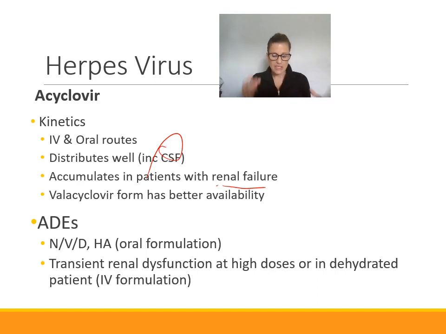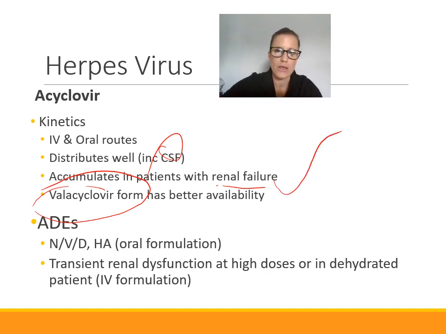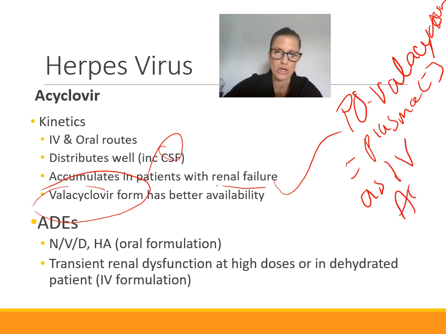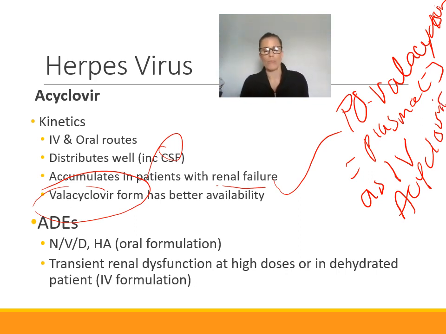Now, acyclovir is like the original form. Now, there is another drug that's very similar called valacyclovir. And the valacyclovir form has much better bioavailability when taken orally. So PO valacyclovir equals the same plasma concentration as IV acyclovir. So it's got better oral availability.